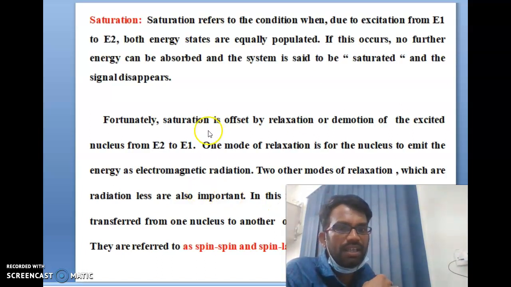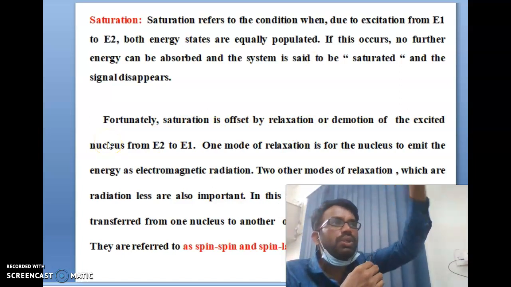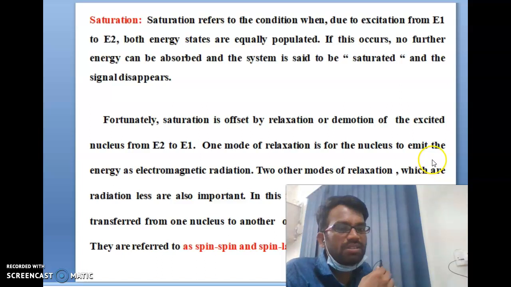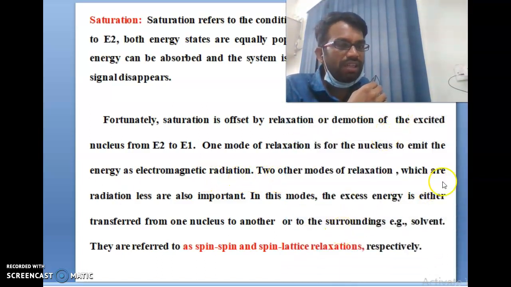Unfortunately, if you see the saturation offset, the relaxation due to excitation to E2, when you come back to E1, the mode of relaxation, you can see the nucleus emits the energy as electromagnetic radiation. The two modes of relaxation, which are radiationless, are also important. In this mode, the excess energy is transferred from one nucleus to another, or to the surrounding solvent. They are referred to as spin-spin or spin-lattice relaxation respectively.